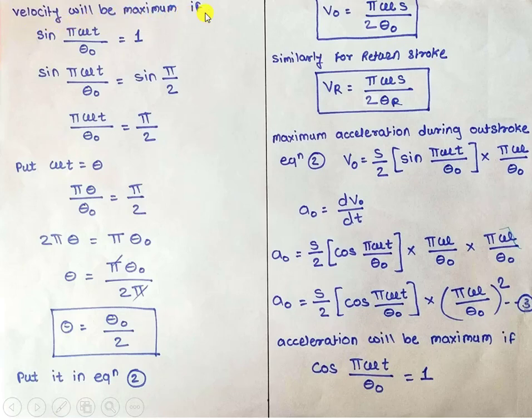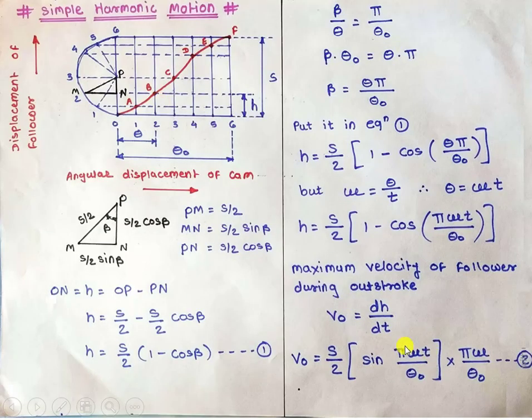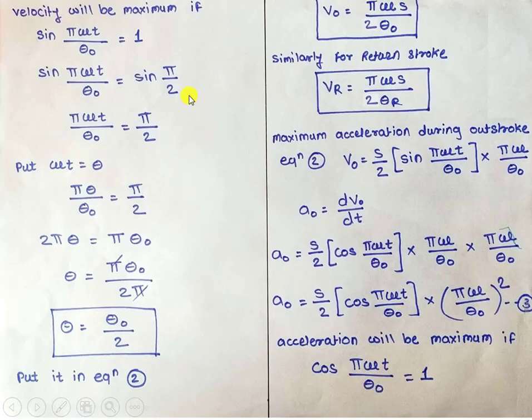Now velocity will be maximum if sin of pi omega t upon theta O is equal to 1. So if we want maximum velocity, this term, sin pi omega t upon theta O, should be equal to 1. We know that the sin term will be 1 if the angle is pi by 2. So we will compare this sin pi omega t divided by theta O with sin pi by 2. So now here pi omega t divided by theta O is equal to pi by 2.